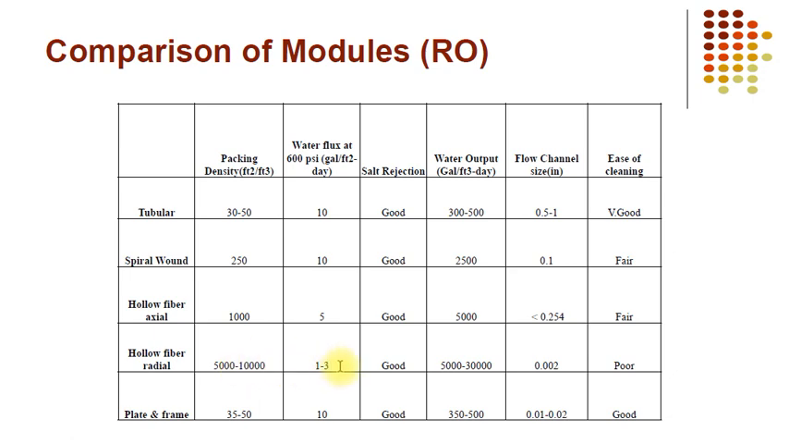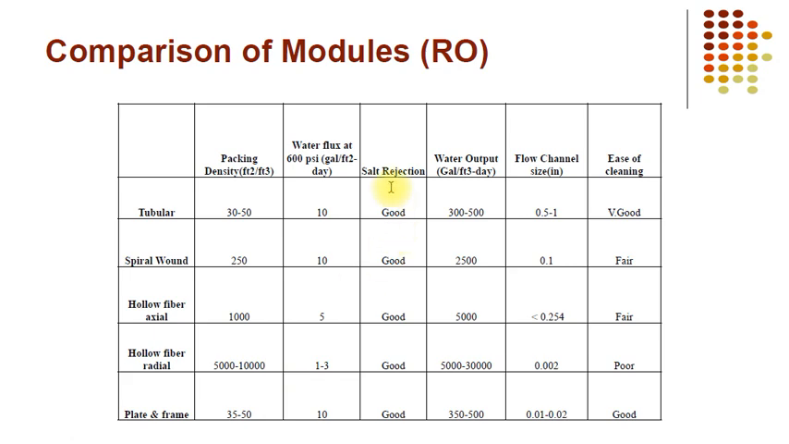Why? Because the water flux is low, but the membrane area available is quite high. When you multiply this flux by the membrane area, you get the amount of water collected per day, in gallons per day, and that will be very high because the membrane density is very high for the hollow fiber radial modules. That's why these modules are used for seawater desalination.